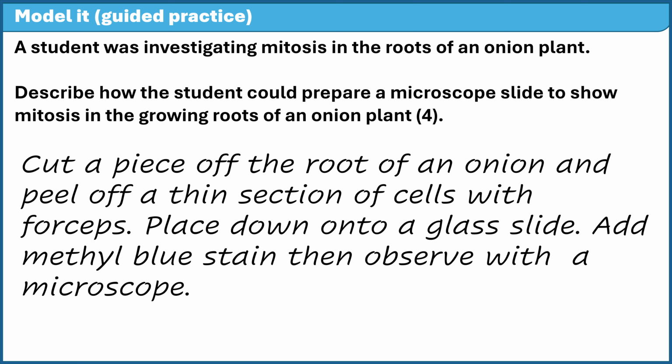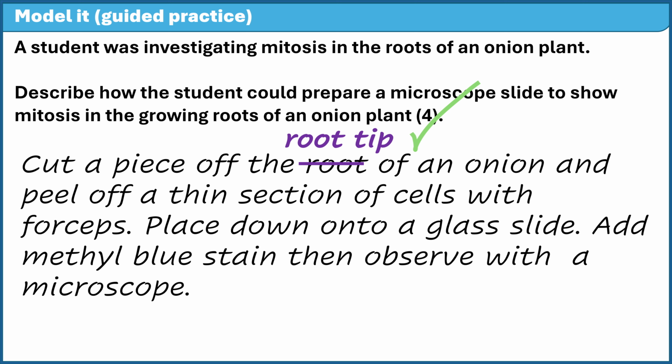The first bit says, cut a piece off the root of an onion. Now, this would not be awarded a mark because the question specifically says you are investigating mitosis. That means we are looking for the part of the root where we're going to have lots of cell division taking place. Now, which part of the root has lots of cell division? That's actually the root tips, because that's where the meristem tissue is. So therefore, we have to replace that if we want to get that mark.